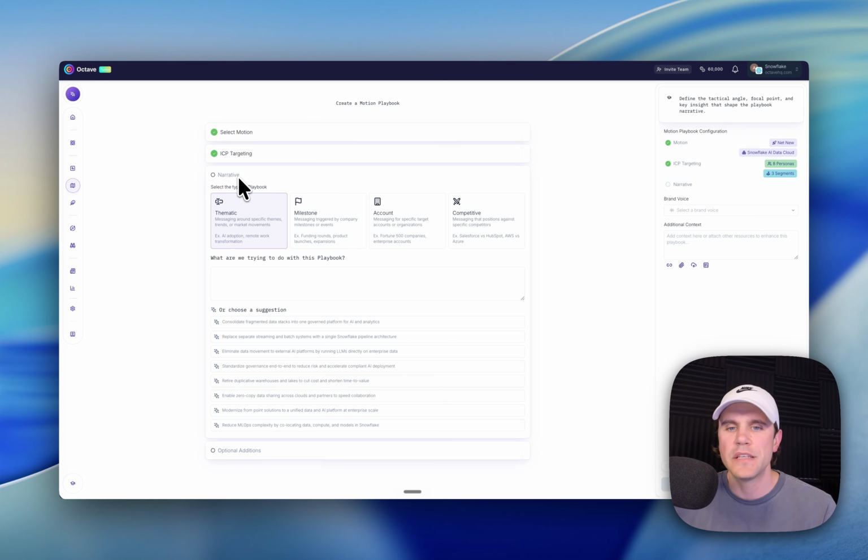So maybe we want to message about a specific theme in the market or a milestone, so companies who are going through a specific milestone. Maybe we're running account-based plays, and so we want to create playbooks for specific accounts, or create a competitive displacement playbook. Those are some of the lenses that you can start to add with motion playbooks. But we'll get into all that in more depth.